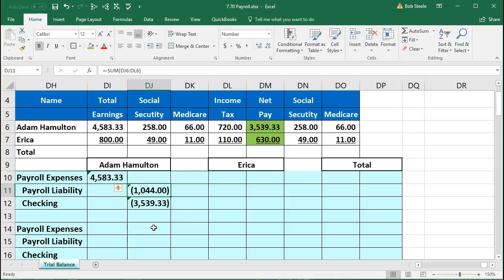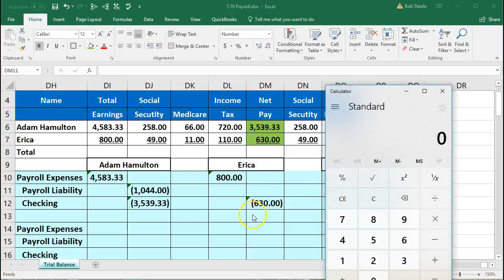We'll do the same thing for Erica. We're going to say that Erica got 800 is how much was earned, but she's only going to get, in terms of a check, the 630. The difference between what she earned and the 630 will be a liability, which is going to increase the liabilities of, and that'll be the 49 plus the 11 plus the 110, or the 170, which is the difference between 800 and 630.